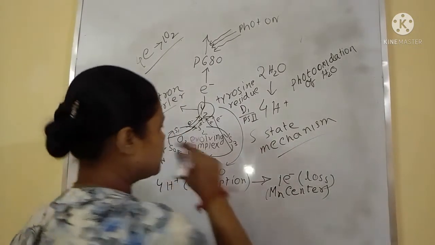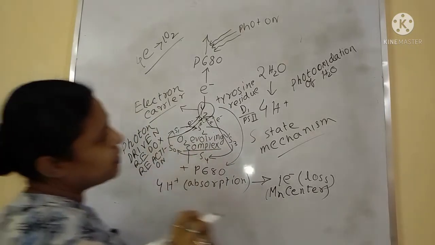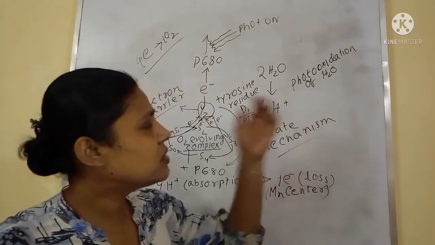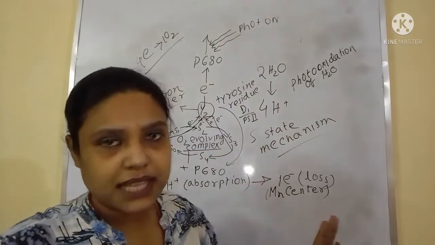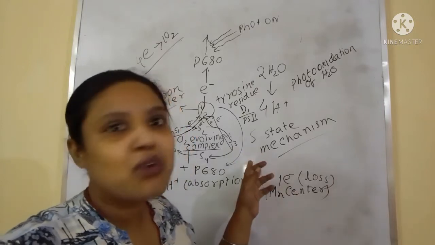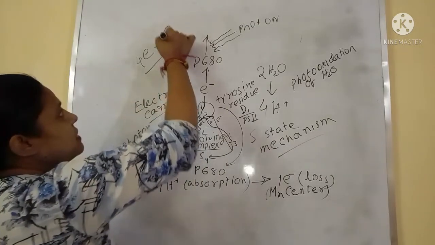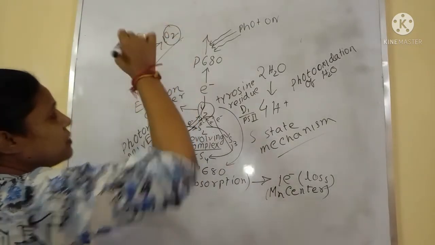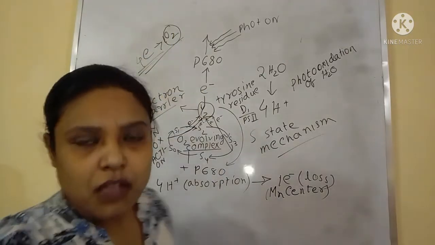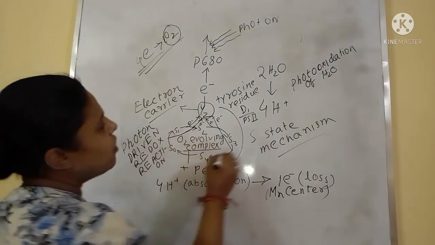Now, this is the oxygen evolving complex. When water is split, we have seen how the electron transfers in the non-cyclic and cyclic electron flow. But how is oxygen formed? One oxygen molecule is released when 4 electrons are utilized.